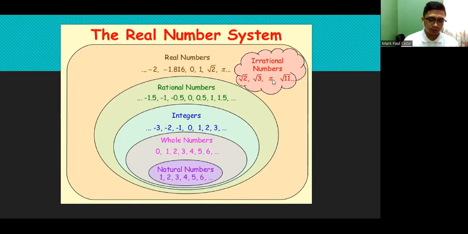Also, pi: if you input pi in your calculator and press the decimal form, it would give you a non-terminating decimal number. So maybe they will ask you to identify a decimal number with a terminating and a non-terminating form. Yes?